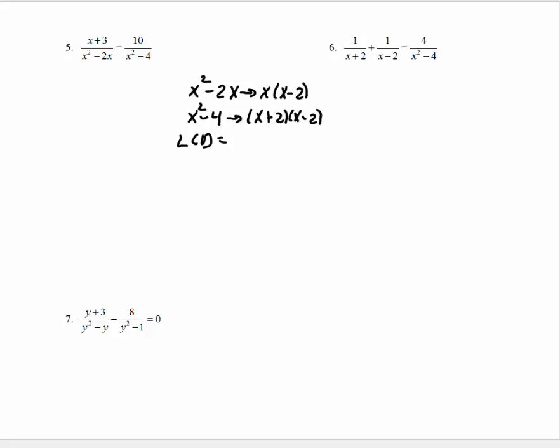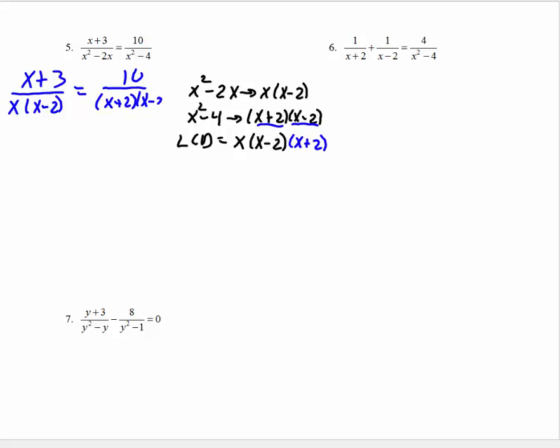Well, let's just start with the first factors. We had an x times an x minus 2. Looking at the other denominator, it had an x minus 2, but it also had an x plus 2. So I also need to put in with the LCD the x plus 2. So my LCD is x, x minus 2, and x plus 2. So if it's easier, go ahead and rewrite your problem with the denominators factored. And then, hopefully, when you multiply by the LCD, you'll see things that cancel a lot easier.